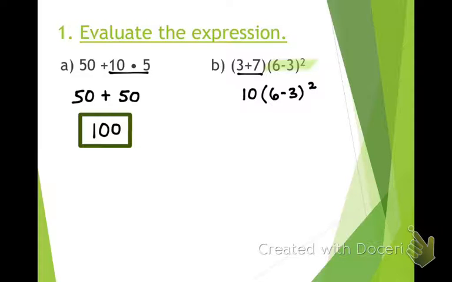Next up, Zion. According to PEMDAS, what do I do first? Parentheses. Is there any work to do inside parentheses? Yes. Let's underline it. What is 6 minus 3, Zion? 3. Now, everything else gets dropped down. So I'm bringing down my 10. I am also bringing down my parentheses, and I'm bringing down the square.